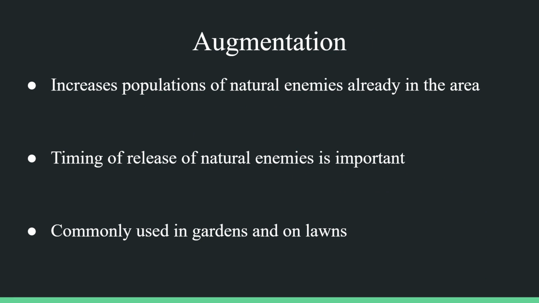Another type of biological control is augmentation. Augmentation increases populations of natural enemies that are already found in a landscape or area. It is important to know the timing of release for natural enemies when using the augmentation method, because some invasive species can be found in larger numbers during breeding or feeding times and seasons. This method is commonly used in gardens or for lawns.